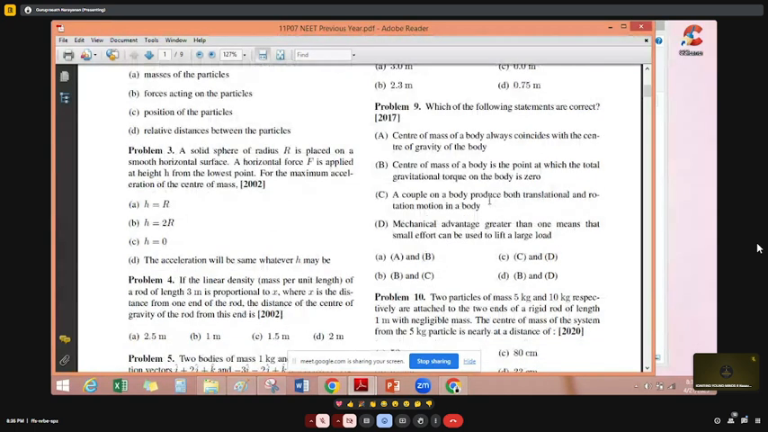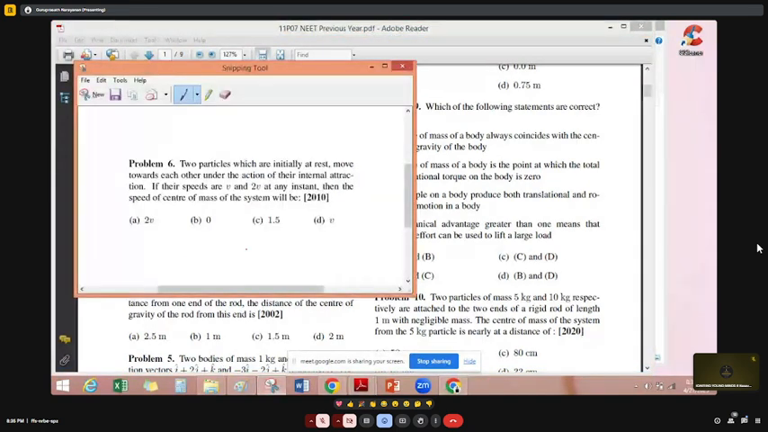This is also an easy one. The center of mass and center of gravity will not coincide all the time, right? But the torque will be. So maybe I can explain it.